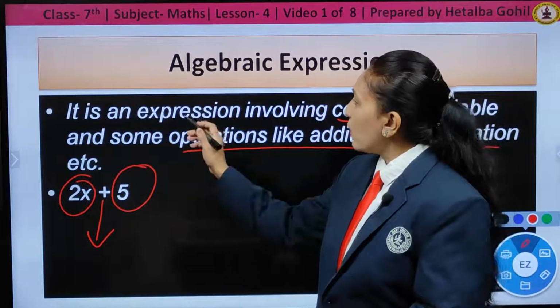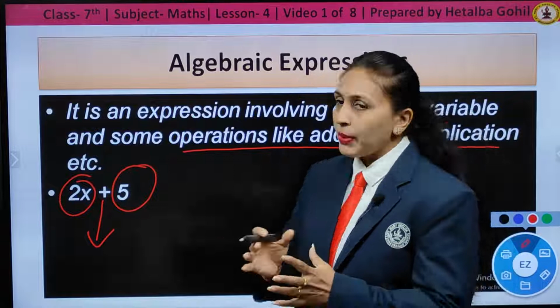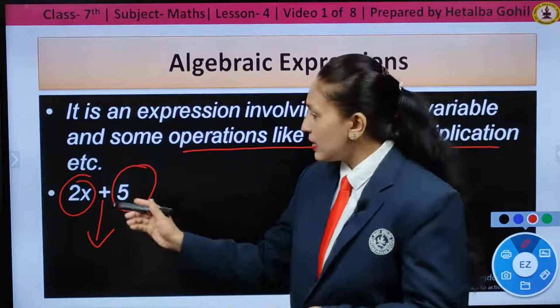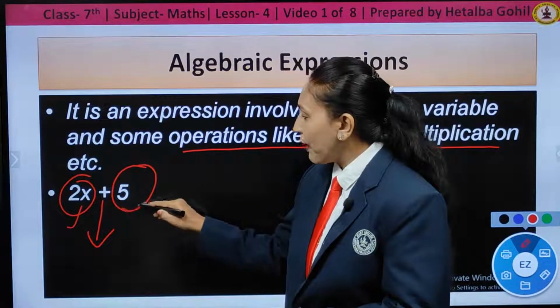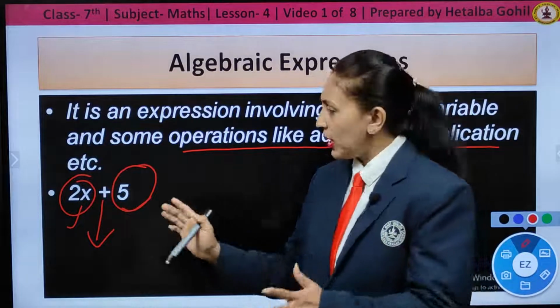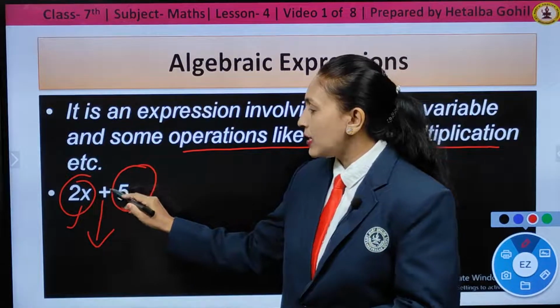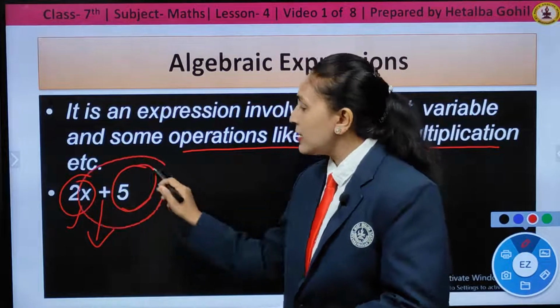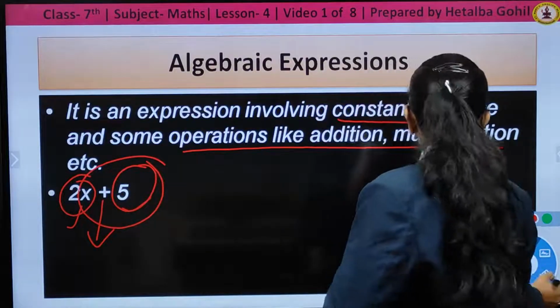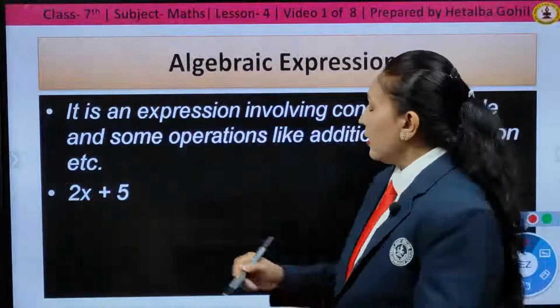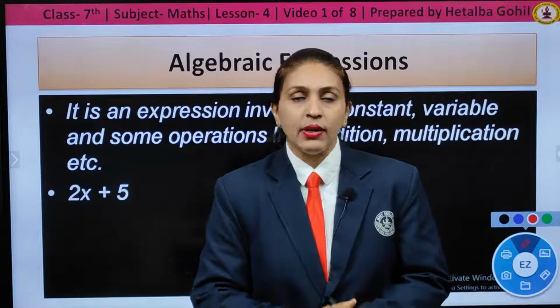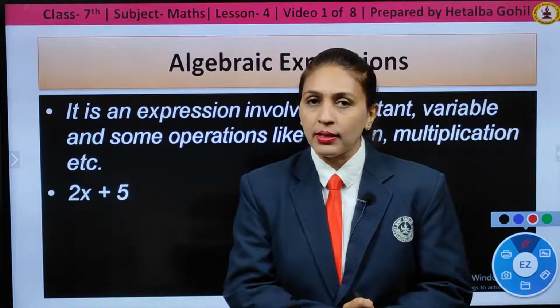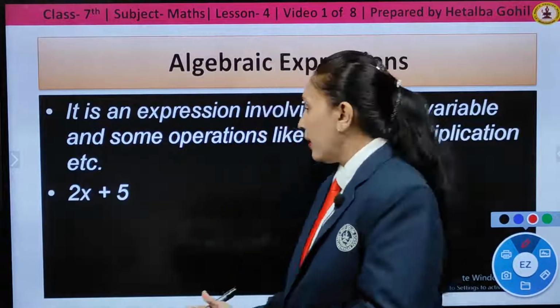Okay children, so an algebraic expression is made up of terms. Terms in the sense here 2x and 5 are the two terms, which involve the operation of addition, and this forms an algebraic expression. So when a variable is involved and we have some operations to do, it forms an algebraic expression. Now what is next?